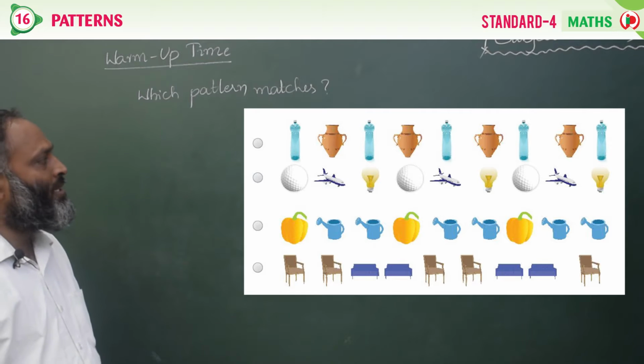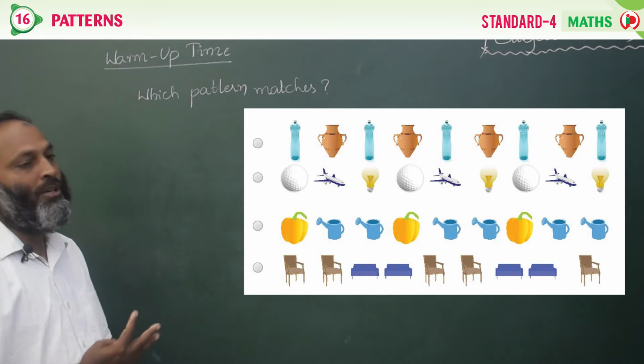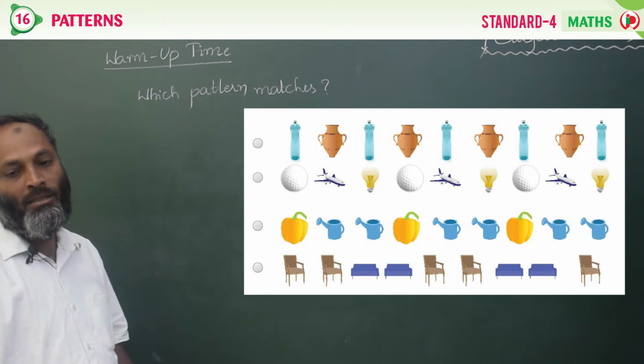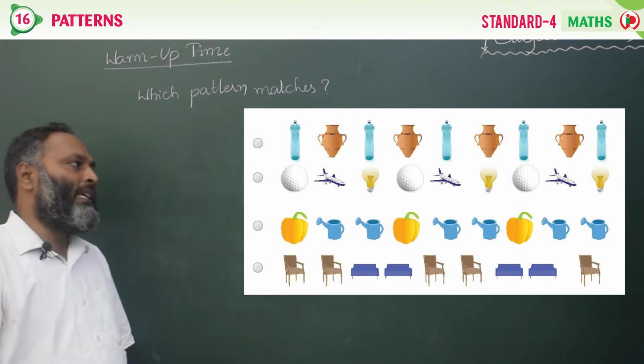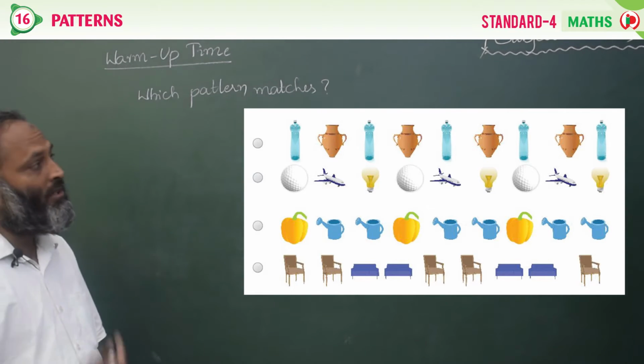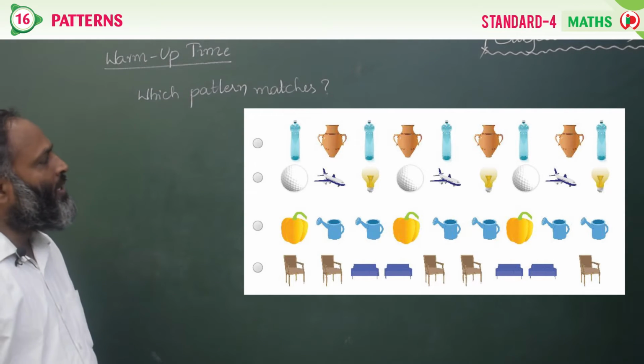Now, in the first one, what is given? See the images. A bottle is given, a pot is given. Bottle, pot: they are coming alternately. They are in the same sequence. So the first one is in pattern.